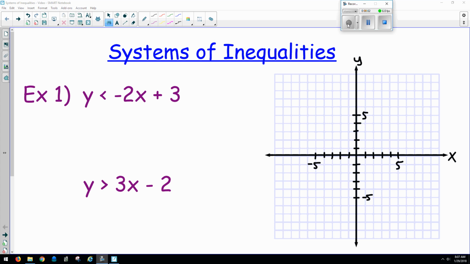Today we're talking about solving systems of inequalities. And just like when we were solving systems of linear equations, we have to plot both graphs on the same coordinate plane. So we're going to start with this first inequality here. Y is less than negative 2x plus 3.